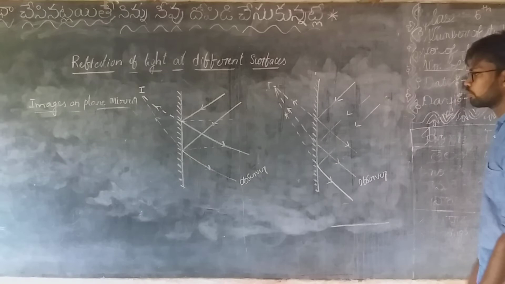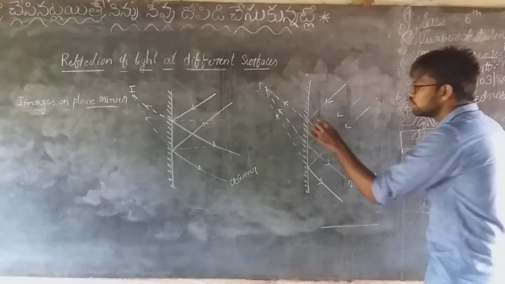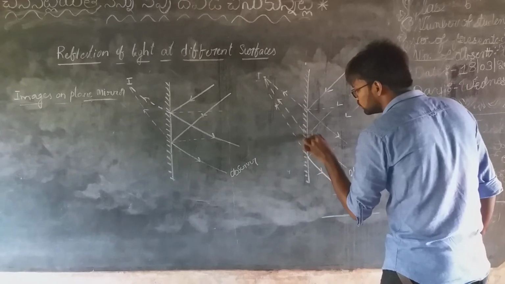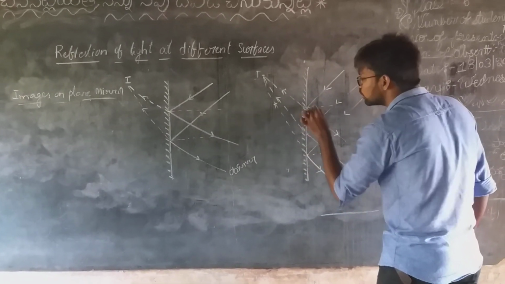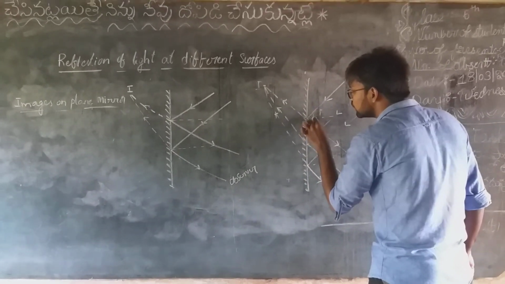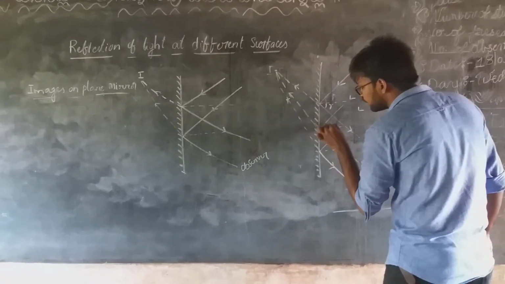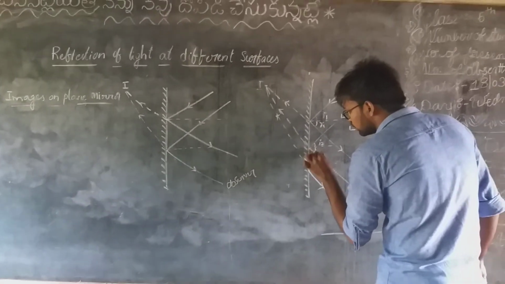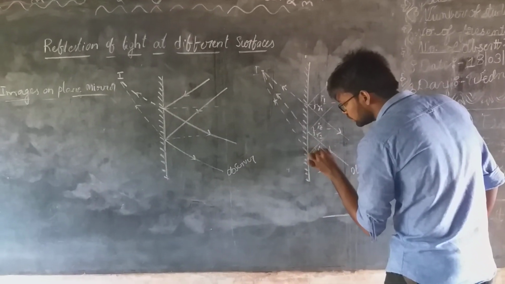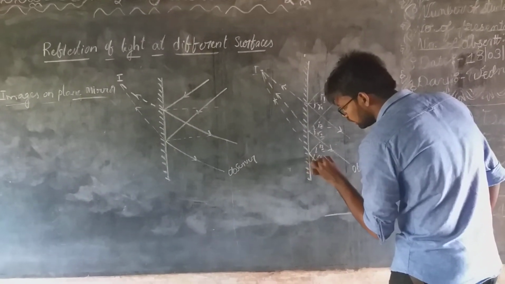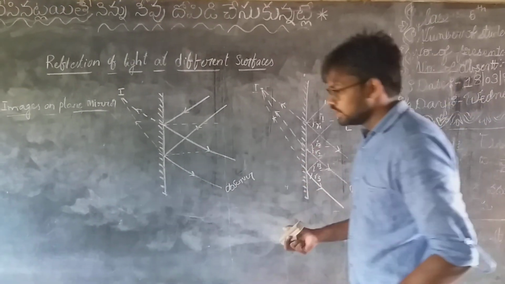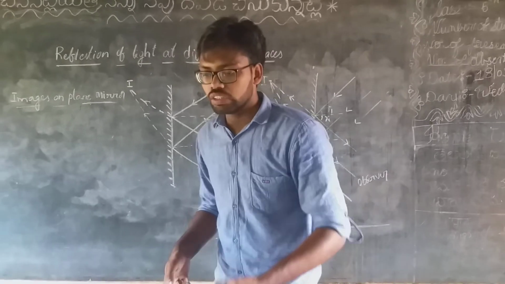So this is about angles: this is the normal, this is the normal, and this is the normal. So angle of incidence as well as angle of reflection: this is I1, R1, this is I2, R2, this is I3, R3. So these are the simple topics which are present in our textbook.